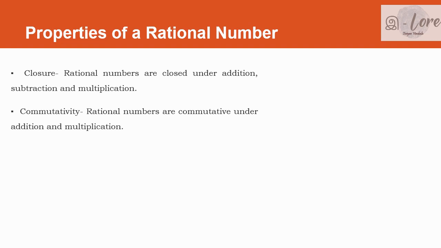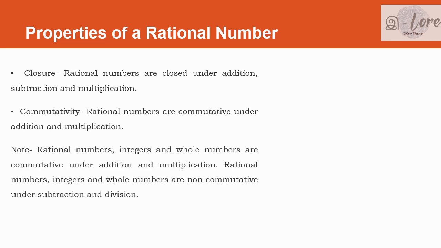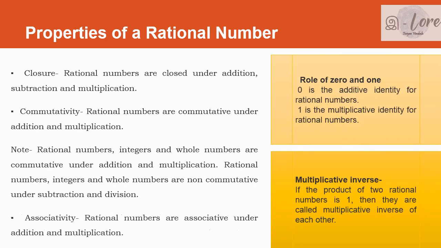And we have a small note also. Rational numbers, integers and whole numbers are commutative under addition and multiplication. Rational numbers, integers and whole numbers are not commutative under subtraction and division. That's what we discussed in the last video. Associative properties are also satisfied only for addition and multiplication, not for subtraction and division. The role of 0 and 1 will also be explained.